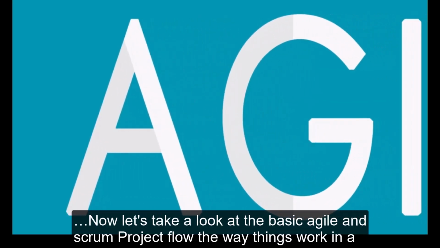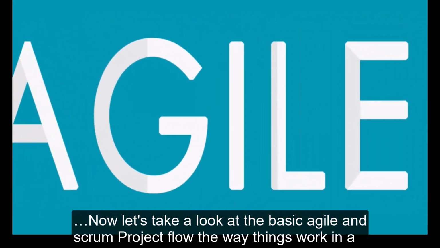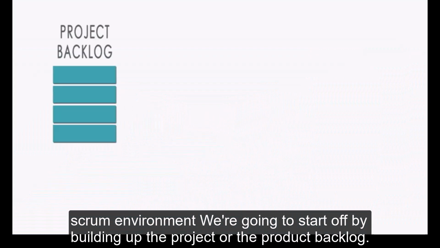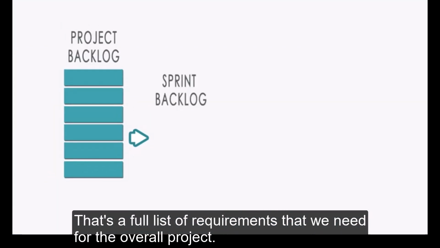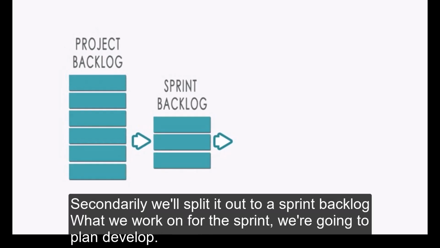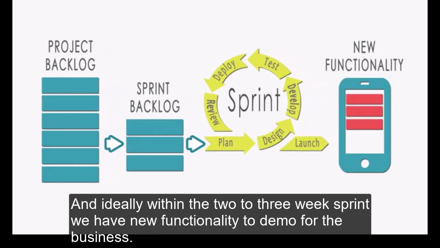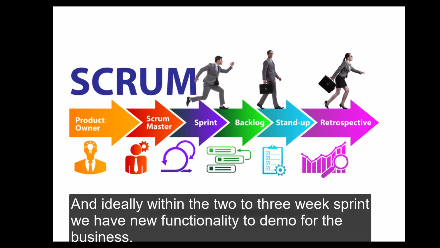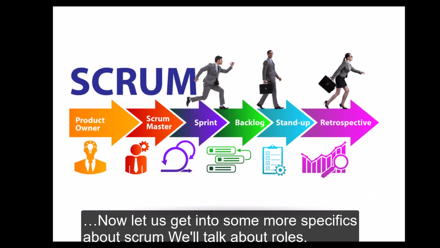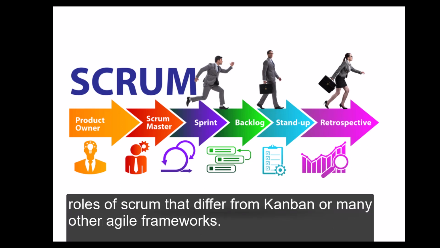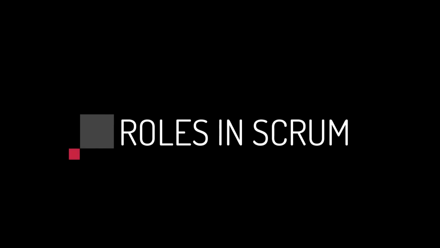Now let's take a look at the basic Agile and Scrum project flow, the way things work in a Scrum environment. We're going to start off by building up the project or the product backlog. That's the full list of requirements that we need for the overall project. Secondarily, we'll split it out to a sprint backlog, what we work on for the sprint. We're going to plan, develop, and ideally within the 2 to 3 week sprint, we have new functionality to demo for the business. Now let us get into some more specifics about Scrum. We'll talk about roles, ceremonies, etc. in the next couple of lessons, and we'll focus first on the specific roles of Scrum that differ from Kanban or many other Agile frameworks.